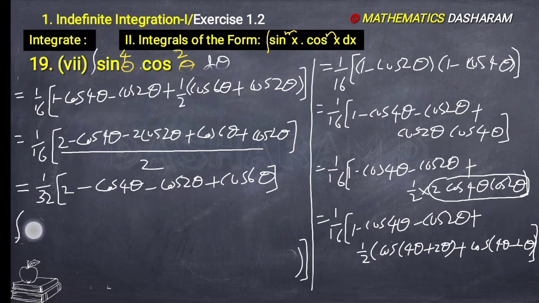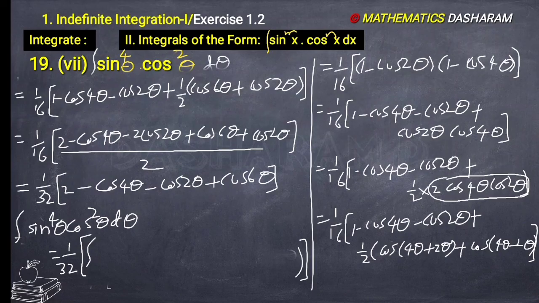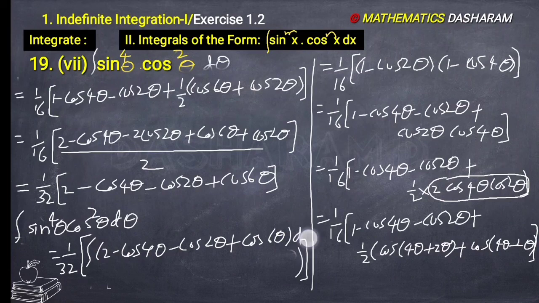Now let's apply the integration. Integration of sin to the power of 4 theta into cos squared theta d theta is equal to here 1/32 constant, 1/32 integration of 2 minus cos 4 theta minus cos 2 theta plus cos 6 theta d theta.